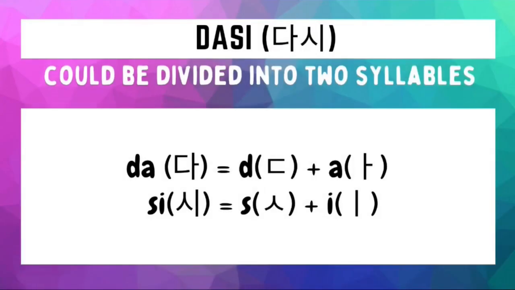How do we write this in Hangul? Let's start with the first syllable. To be able to write the syllable da in Hangul, we need to draw first a dikut character followed by the a character. For the second syllable she, we need to draw first a siyut character followed by the e character. And then we just have to combine the Hangul for each of these two syllables to form the Hangul of the word 다시.